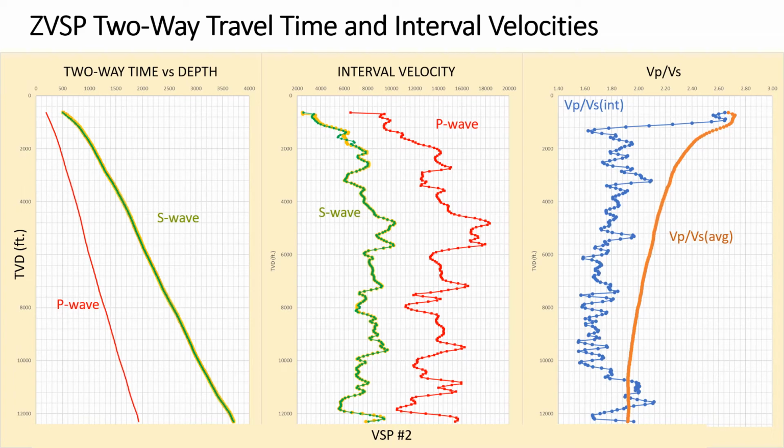Here's the results obtained from the VSP number 2 survey. The P-wave travel times and velocities are shown in red, while the shearwave inline and crossline values are shown in green and yellow. Combining the two data sets gives us the VPVS information in the right panel that we can use for PS wave processing and interpretation.